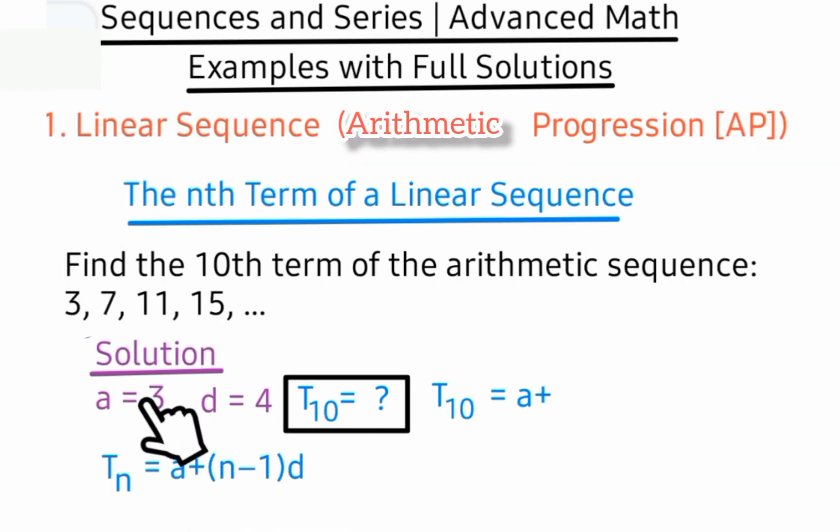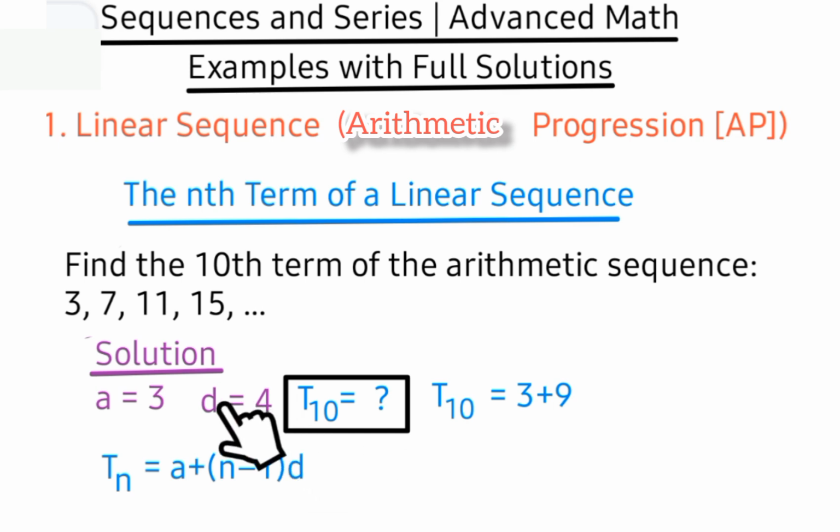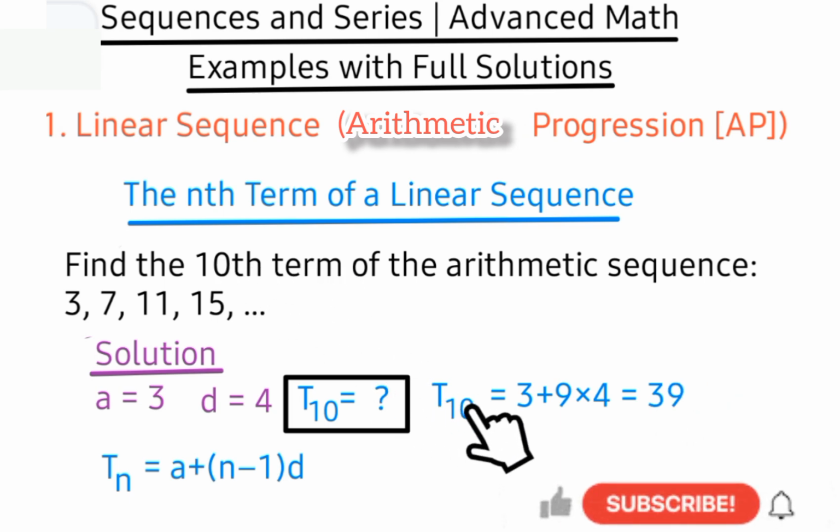We're asked to find the 10th term, that is T10. A plus (N minus 1)D. The A value is 3, so in place of A, we'll write 3, plus N minus 1, which is 10 minus 1, 9. Then multiply by D, 4. 3 plus 9 multiplied by 4, which is 36. 3 plus 36 gives 39. Therefore, the 10th term is equal to 39.